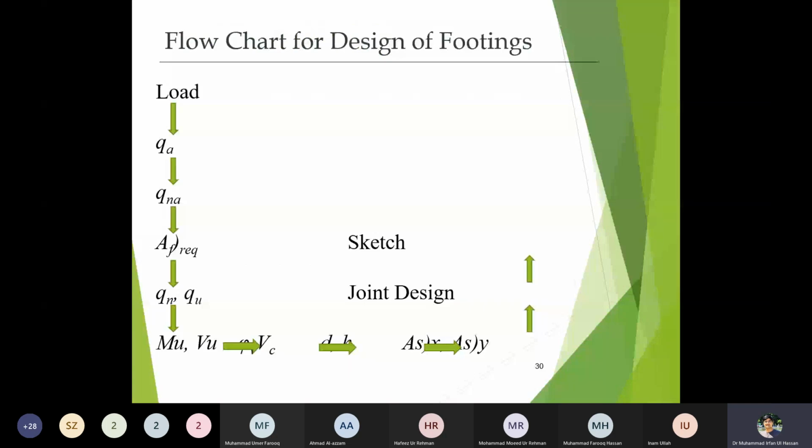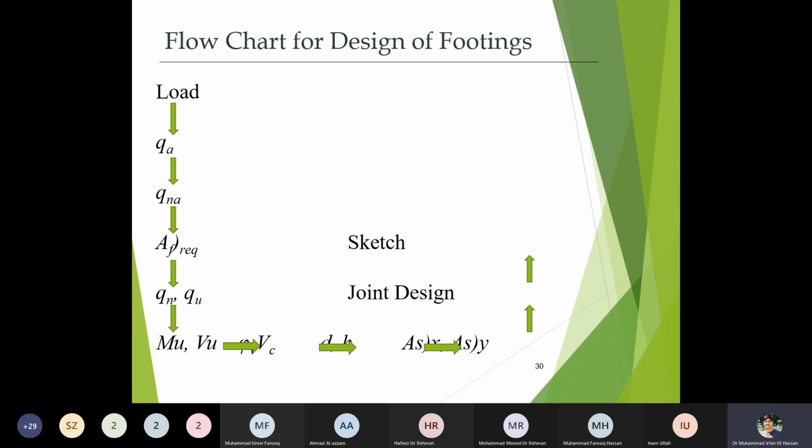Now what are the steps involved in foundation design? First you get the load from the analysis, you get the allowable bearing capacity from the soil report, and you compute the net allowable bearing capacity by subtracting the overburden from the allowable capacity. You then compute the area of the footing required, that is the load over the net allowable bearing pressure. From that area of the footing you determine the safe pressure Qn, the service load pressure, and the ultimate load pressure Qu.